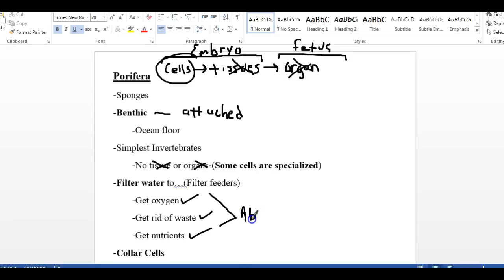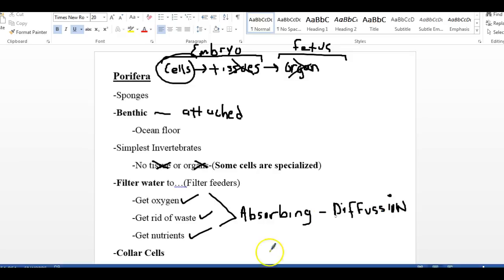So they're not like, they don't have a mouth or anything. They just diffuse it across their cell membranes. So diffusion, remember we talked about that. Particles going from a high concentration to a low concentration. So the sponge in its cells has a low concentration of oxygen. The water passing over it has a higher concentration, so just naturally, the oxygen is diffused across the cell membranes, and the sponge uses it to stay alive.